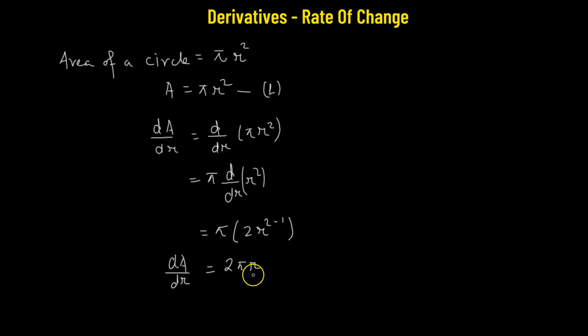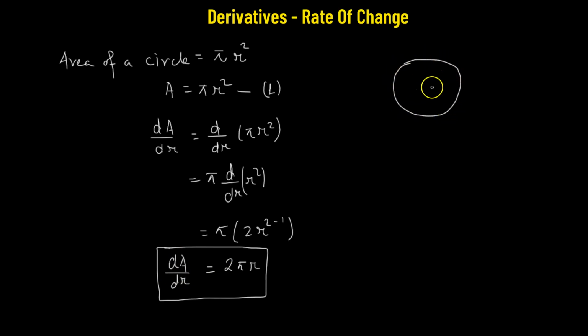Finding the derivative was extremely easy, but what we need to do here is understand the meaning of this particular formula. So dA over dr is talking about the instantaneous rate of change of the area with respect to the radius. Meaning, we will consider a circle with a radius of r. For this particular circle, we have a certain area.